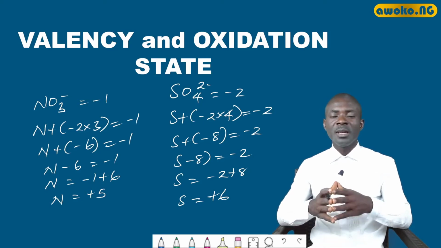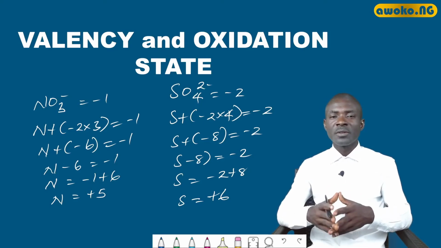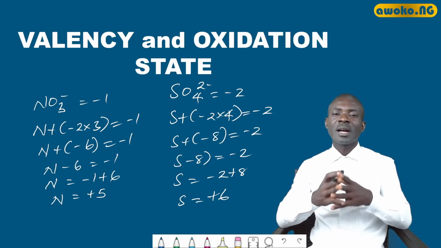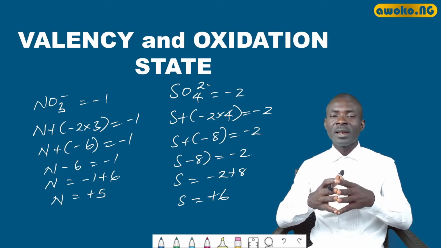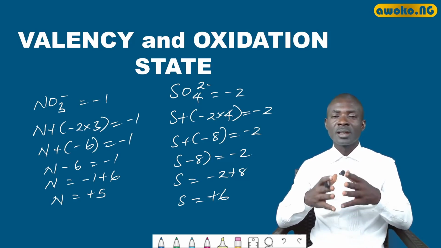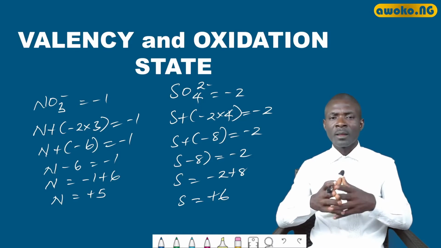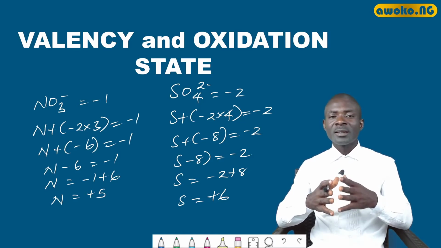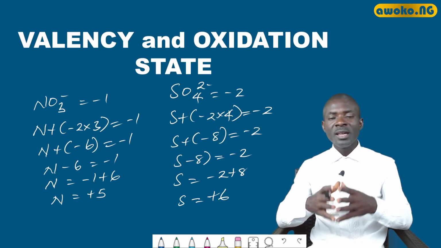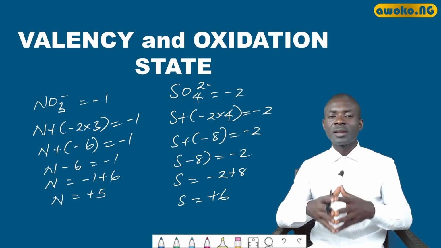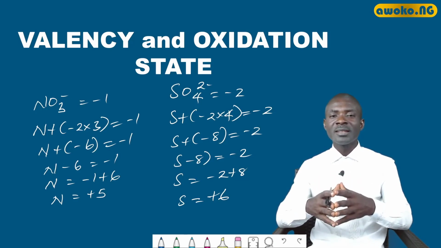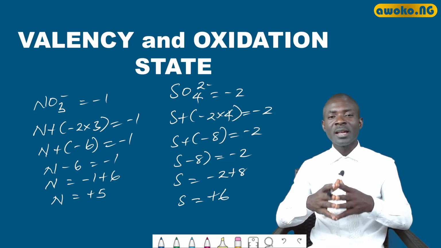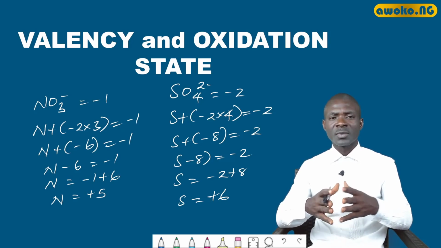Hence, the name is tetraoxosulfate 6 ion. So that is how the oxidation state of an element in an ion is calculated. Based on this, we can apply these rules in determining the oxidation state of elements when they exist in a compound or when they exist as ions. With that, we've come to the end of this class.